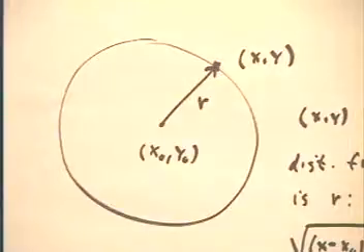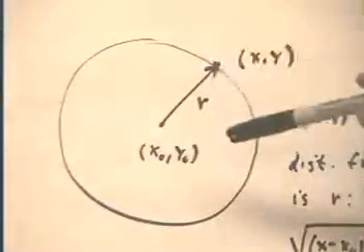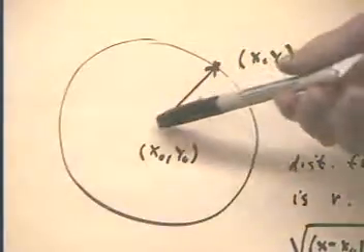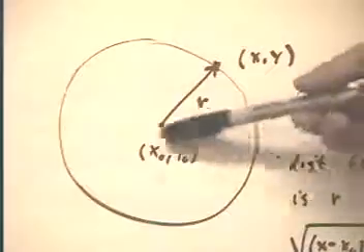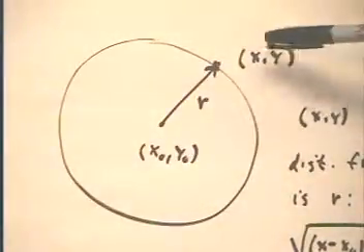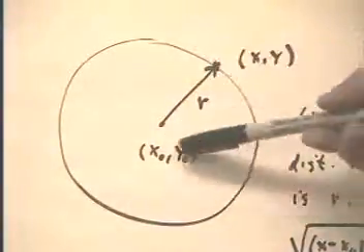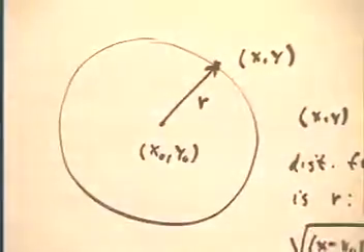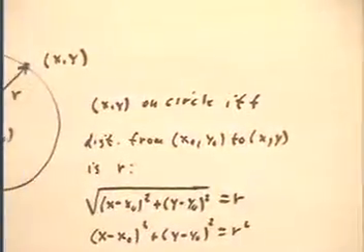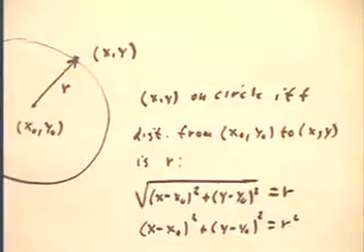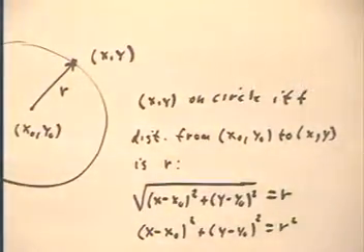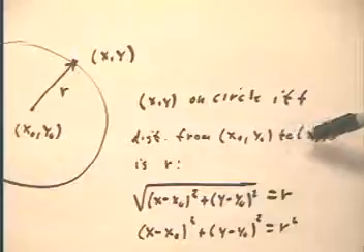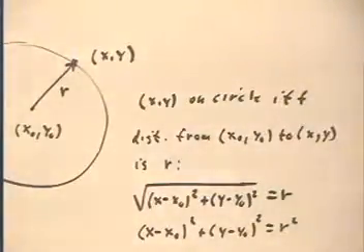So let's think about it. What does it mean for point (x, y) to lie on a circle of radius r? It means that (x, y) lies at distance r from the center of the circle. What's the center of the circle? (x₀, y₀). So (x, y) lies at distance r from (x₀, y₀). There's the condition. So we say that (x, y) lies on the circle if and only if the distance from (x₀, y₀) to (x, y) is r.